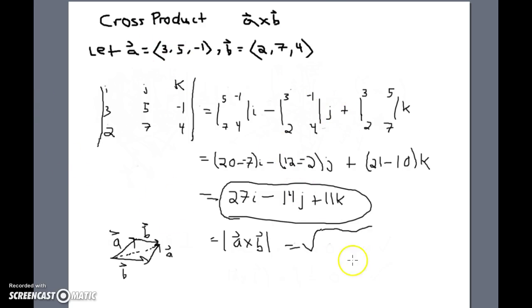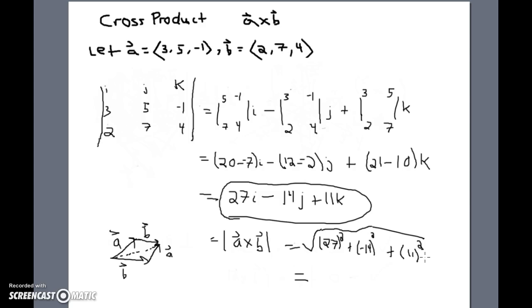So this would be 27 squared plus -14 squared, or you could write 14 squared because, as you know, anything to an even power is still going to be a positive number, plus 11 squared. And I apologize for my square root symbol. It's not that perfect. But the idea is that you're taking the square root of the sum between 27 squared, -14 squared, and 11 squared, because again, that is the definition of the magnitude of a vector.